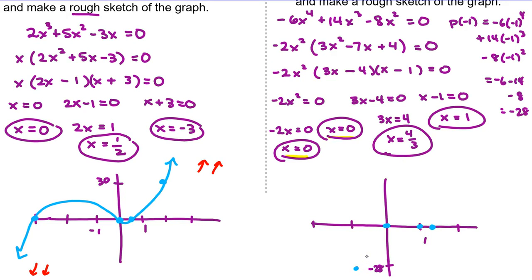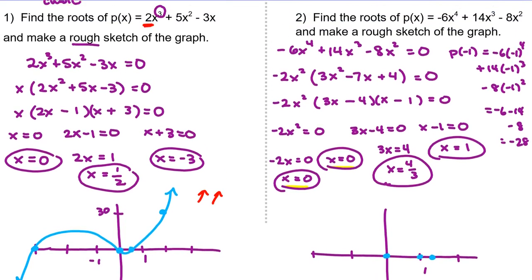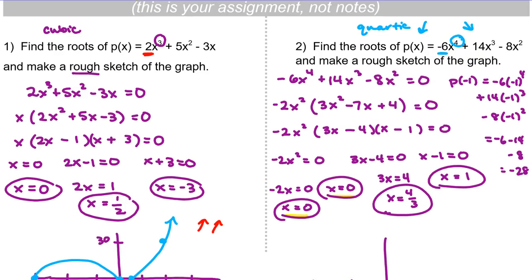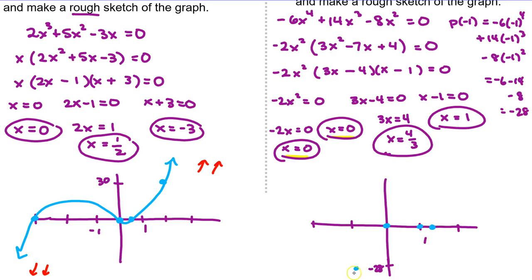Okay, now remember how a parabola opens up if the leading coefficient is positive and opens down if the leading coefficient is negative? This is a quartic polynomial. It has degree 4, that's the highest exponent, and it has a negative in front. It's going to behave like a parabola would. So with a negative in front, it's going to open down on both sides. So what we have here for our rough sketch looks something like this.